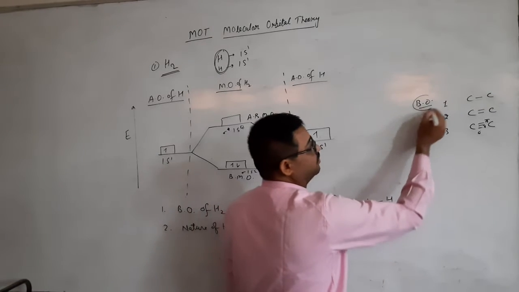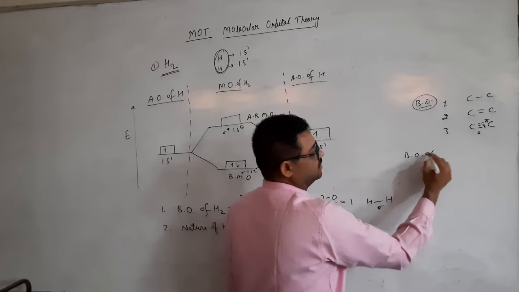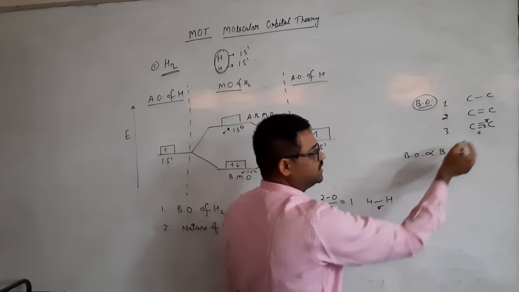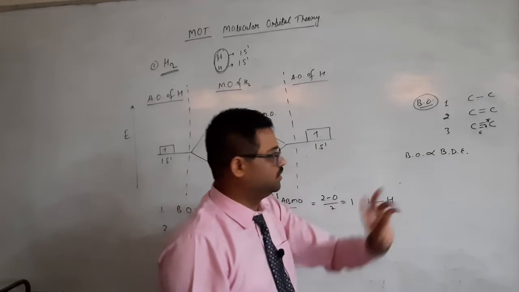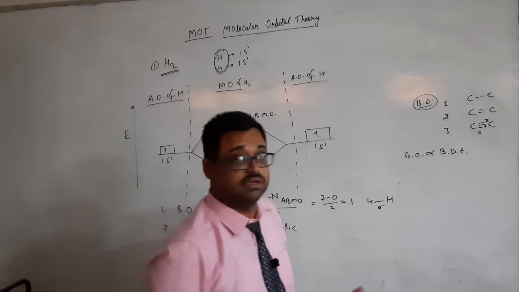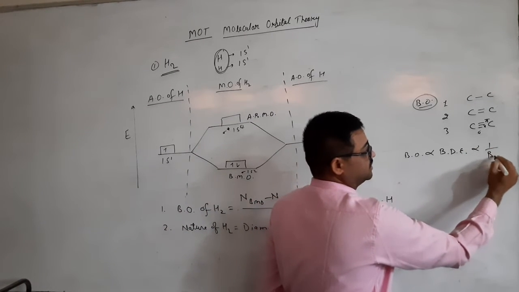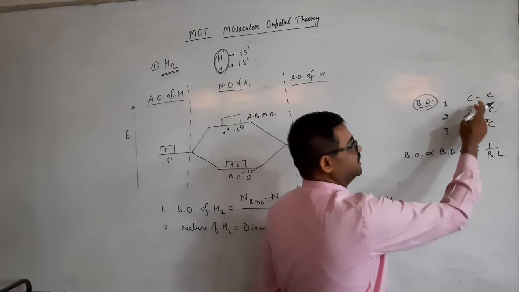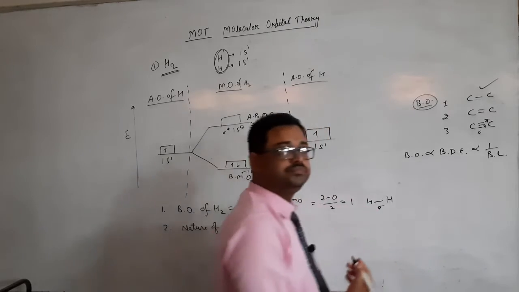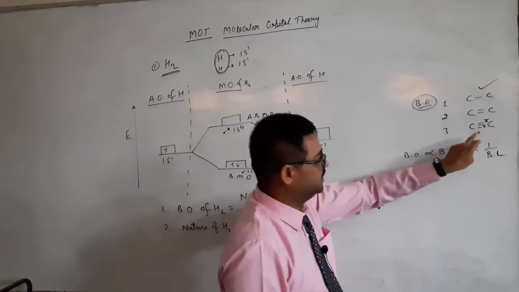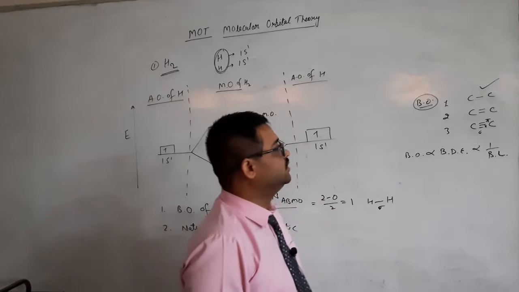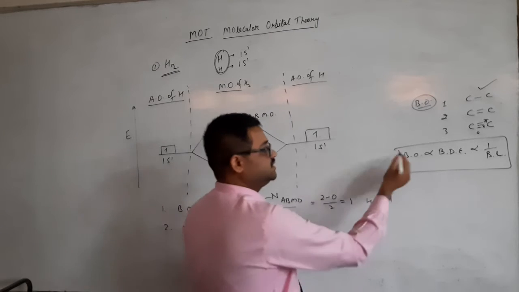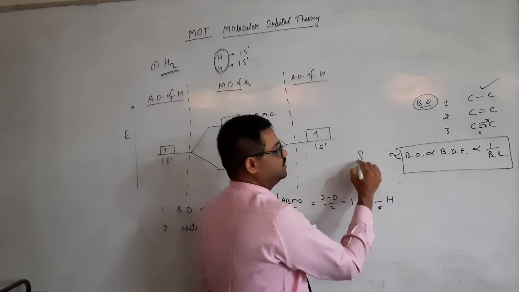So I can say bond order is directly proportional to bond dissociation energy, because we require more energy to break more bonds. That is very simple. But bond length is inversely proportional to bond order, because if bond length is more, then bond order will be less. If bond length is less, then bond order will be higher. So keep this relation in your mind, and bond order is also directly proportional to stability.